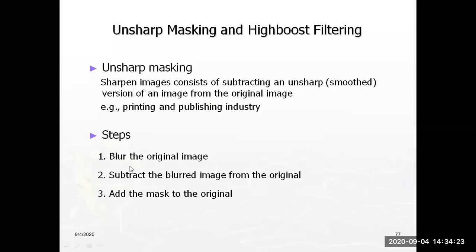So the first step is to blur the original image. After that, subtract the blurred image from the original image and add the mask to the original. So what is the process? There is an original image, and that image will first be blurred.